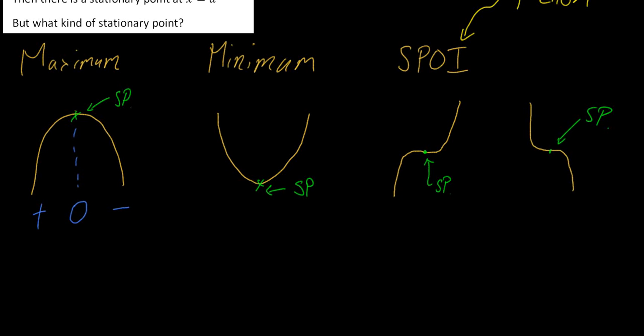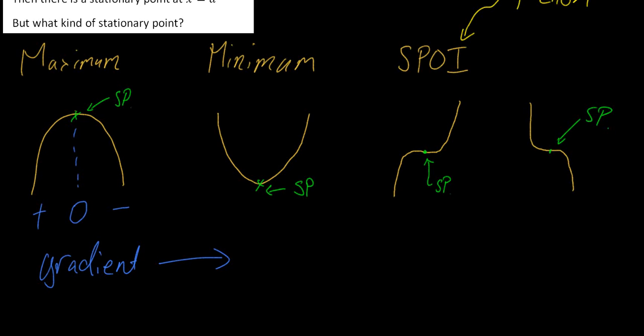So just to clarify over here, I'm going to make a list of how the gradient changes throughout. I'm going to describe the gradient for all of these different stationary points.